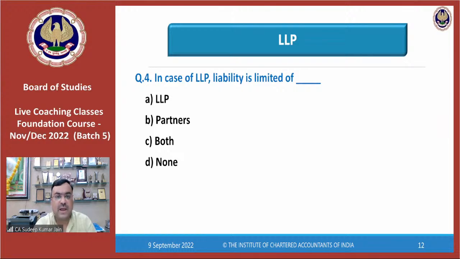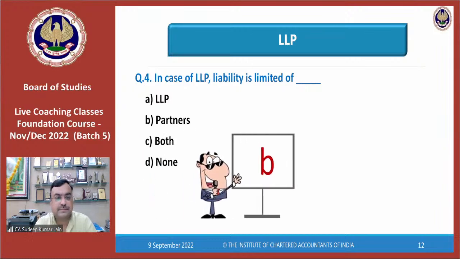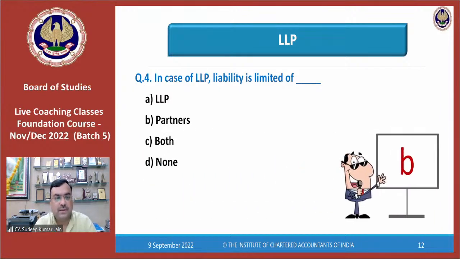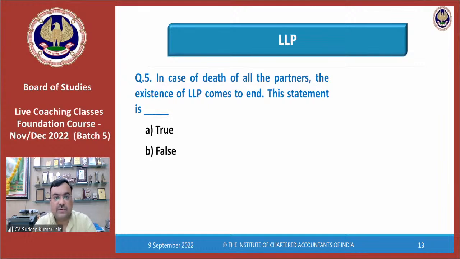In case of LLP, liability is limited of LLP partners, both, none. The answer is B. In case of LLP, the liability is limited for only partners. In case of death of all the partners, the existence of LLP comes to end. This statement is true or false?